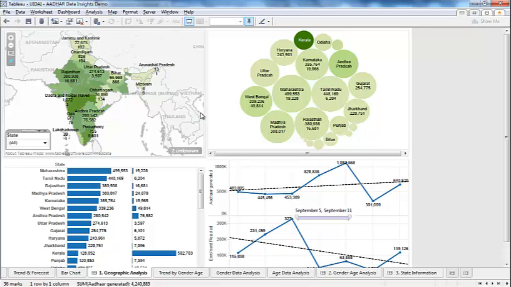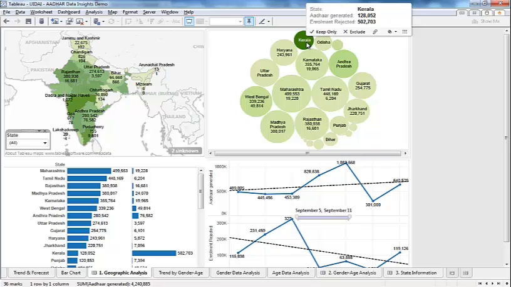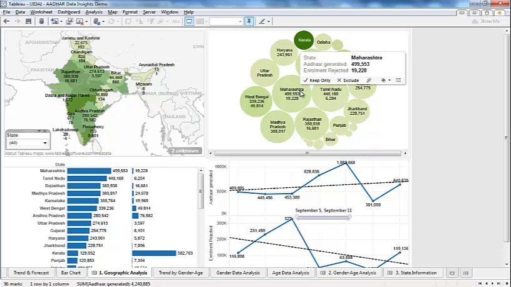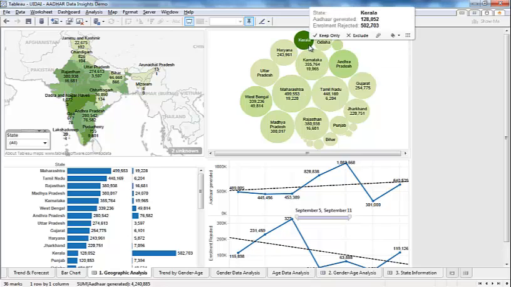A similar view can be observed on the right hand side, which is a bubble chart. The size of the circle denotes the number of Aadhaar enrollments for that particular period. However, the rejection is denoted by the color of the circle. So the darker the color, the more enrollments have been rejected from that particular area. So in this chart, we can clearly analyze that Maharashtra has the maximum number of Aadhaar cards generated for this period, and however, maximum enrollments have been rejected for Kerala.